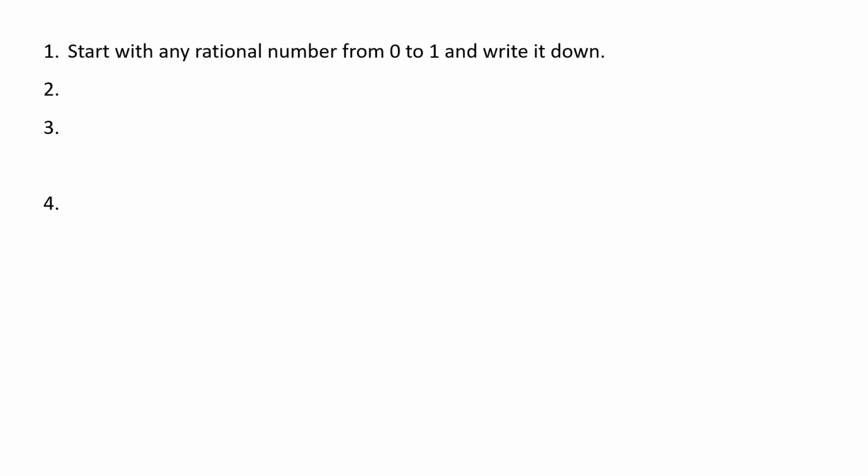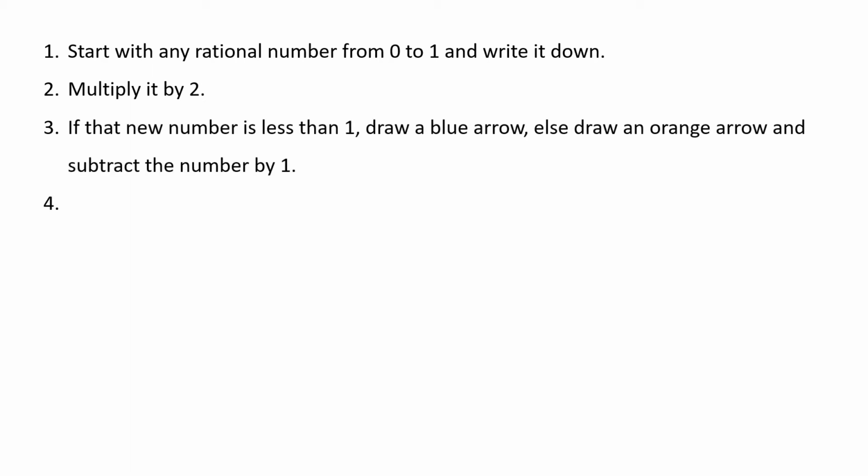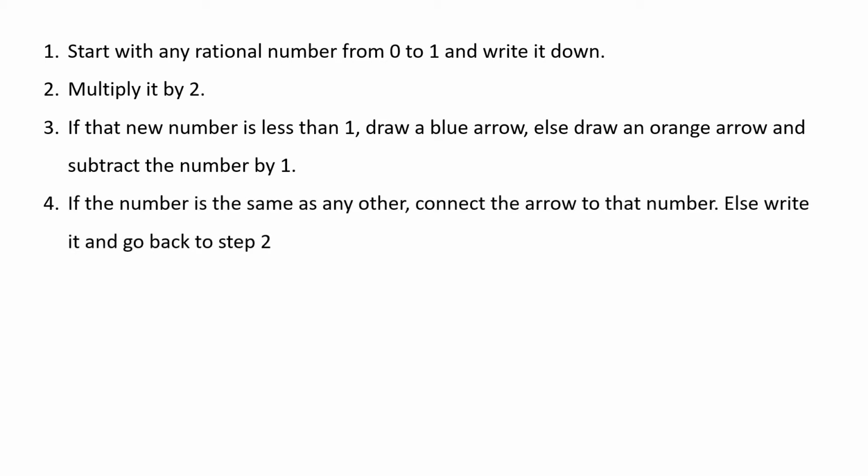Here is the system. Start with any number that can be expressed as a fraction, from 0 to 1, and write it down. Multiply it by 2. If that new number is less than 1, draw a blue arrow. Else, draw an orange arrow and subtract the number by 1. If the number is the same as any other, connect the arrow to that number, else write it and go back to step 2.